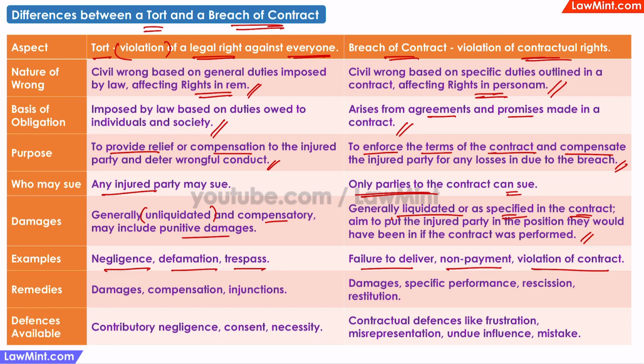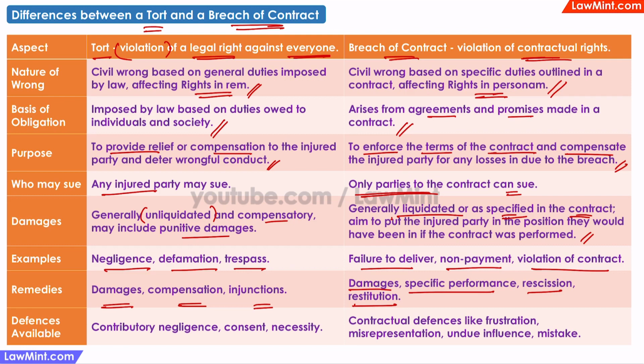In tort suits, the remedies may be damages or compensation, injunctions, and very rarely specific performance. In a breach of contract suit, the remedies may be damages, specific performance, rescission, that is, cancellation of the contract, and restitution, that is, restoration of the benefits wrongly received.